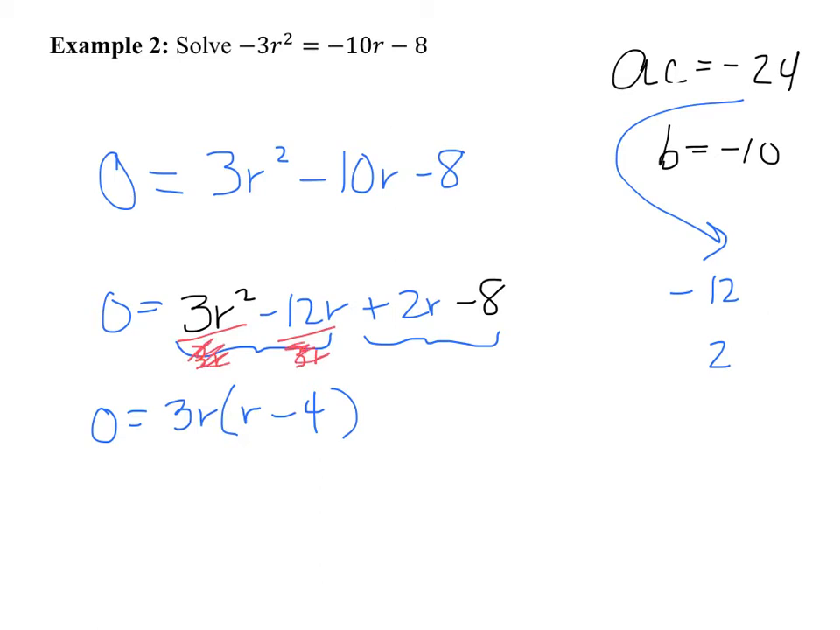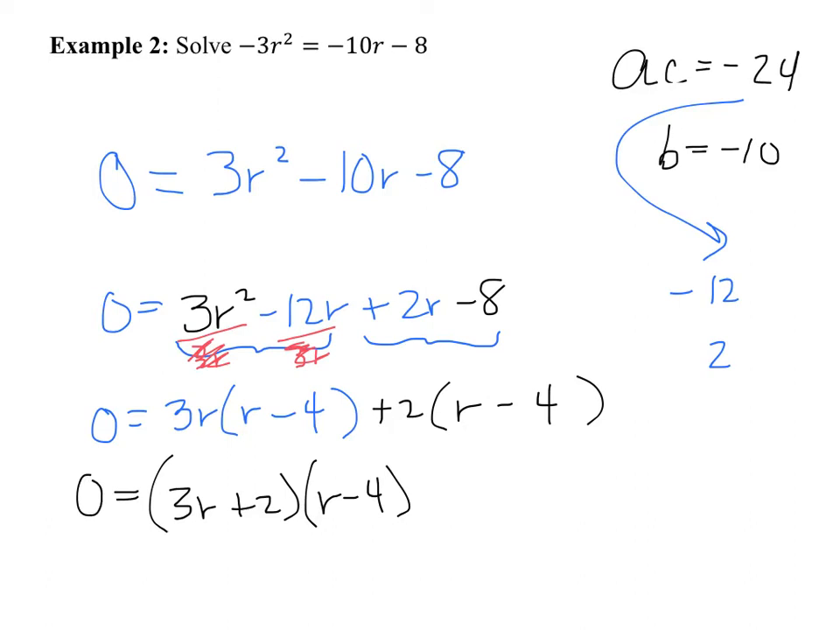And what else do you have to factor out in the next part? Yeah, factor out a 2. Okay, and you need to get the same thing in both cases. R minus 4 occurs in both cases. So we get 3r plus 2, r minus 4.